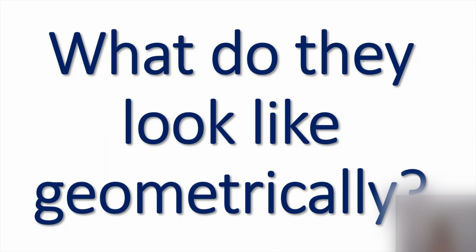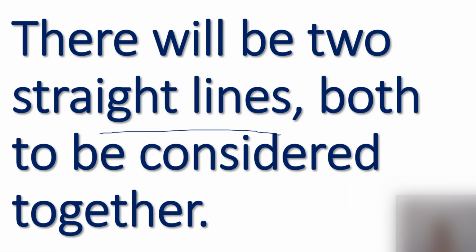As we know, a linear equation in two variables is represented by a line on a graph. But now if we have two linear equations, or we can say a pair of linear equations in two variables, how does this look? Let's see. This is the same as two lines considered together. There will be two straight lines, both to be considered together.